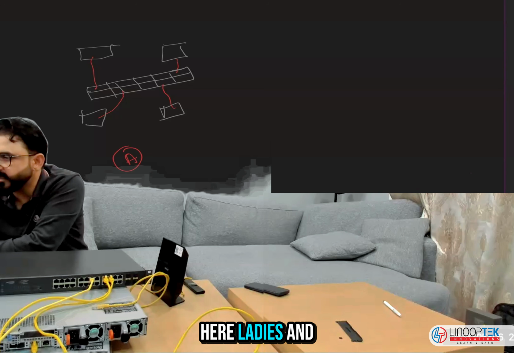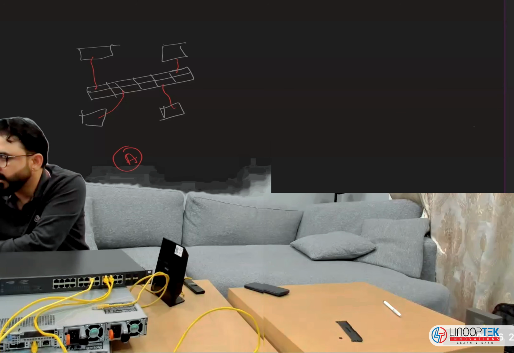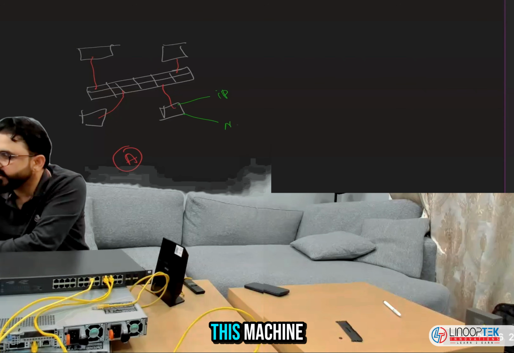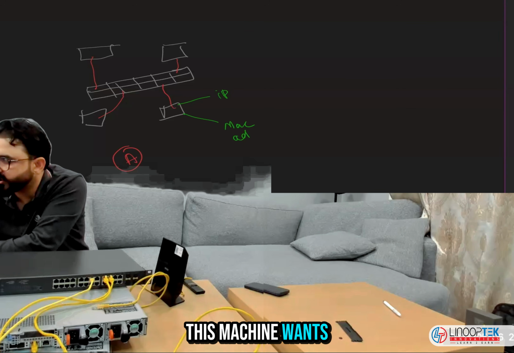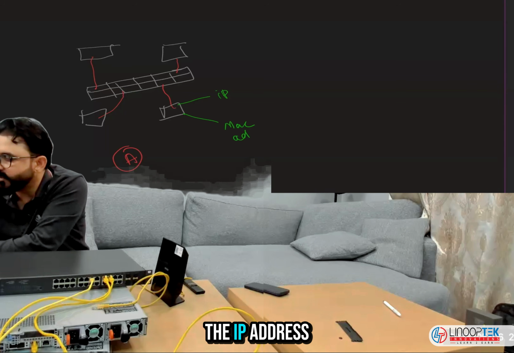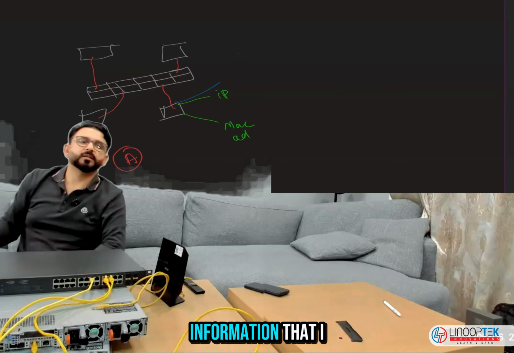This machine over here, ladies and gentlemen, has two types of addresses. One is the IP address, the other one is the MAC address. Okay. So when this machine, let's take a look at this, let's say that this machine wants to talk to this machine. Will it use the IP address or MAC address according to the information that I gave you?